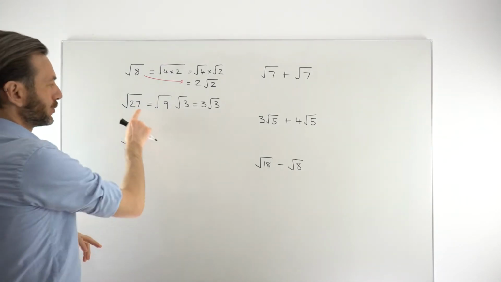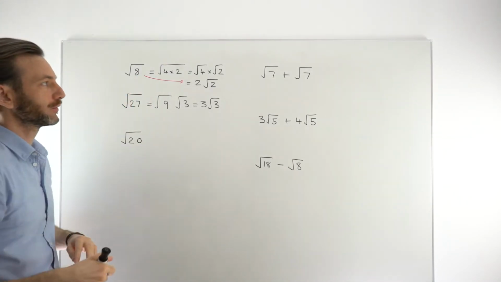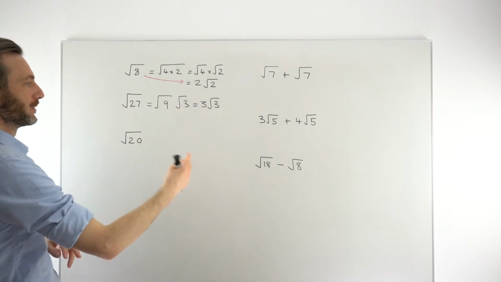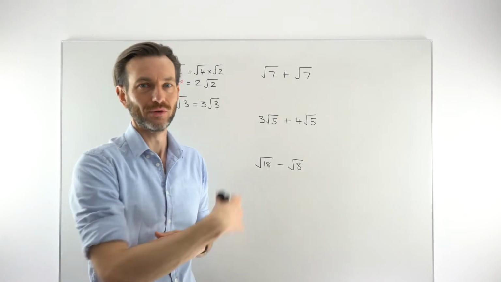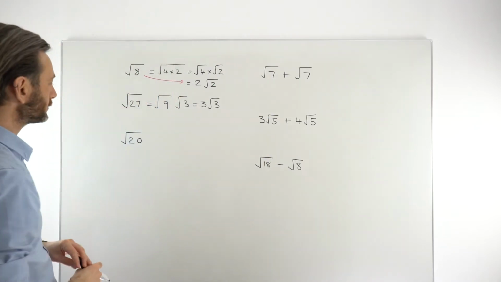Once you've done enough of these, you'll see a lot of the same numbers over and over, and you'll probably just start to learn some of the answers. You'll just know that root 27 is 3 root 3 after you've seen them a few times.